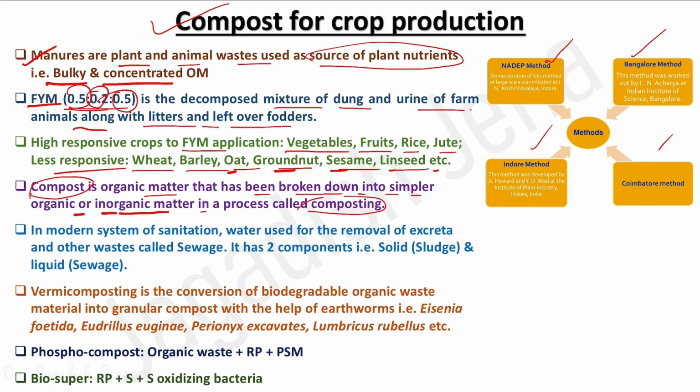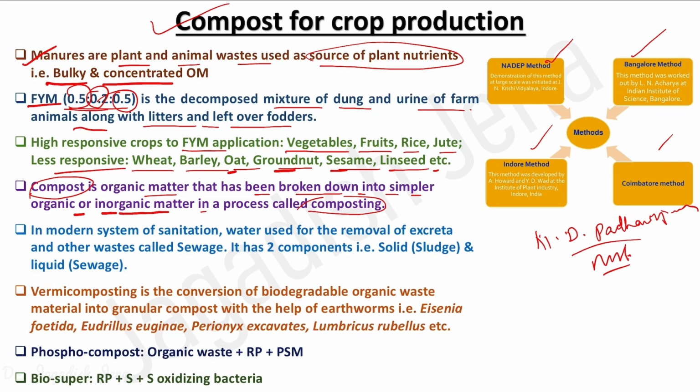Nadeb compost was developed by Narayan Devrao Pandharipande from Maharashtra. He proposed the Nadeb compost method, where mostly organic materials like crop residue, weeds, forest litter and kitchen waste are used as composting material. Then the Bangalore method is an anaerobic method of composting, conventionally carried out in pits.